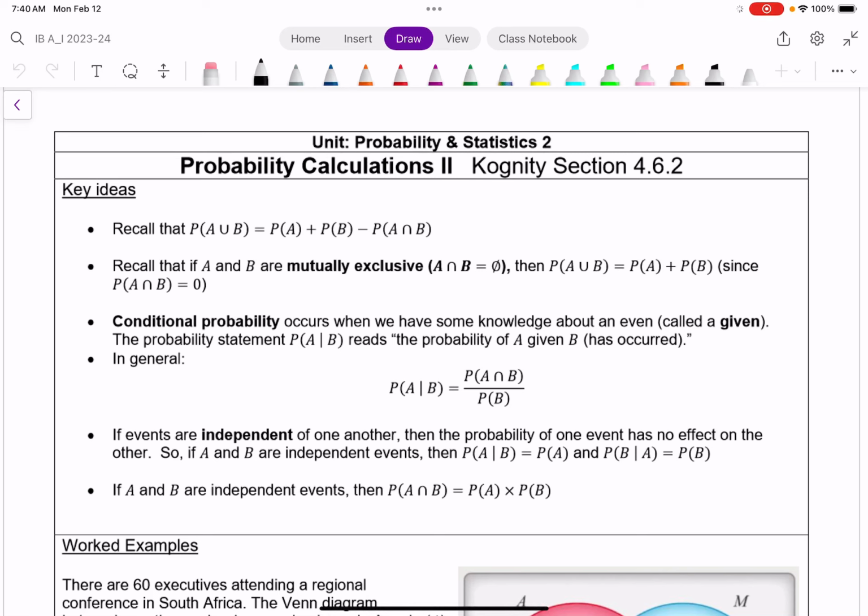Right, so here's the second lesson looking into probability calculations with a focus on what we call conditional probability, which is the probability of something in which we don't look at all possible outcomes. We look at a certain subset of that, or some sort of condition. We call that a given. We know something's happened, and so how does that change the probability of something else occurring?